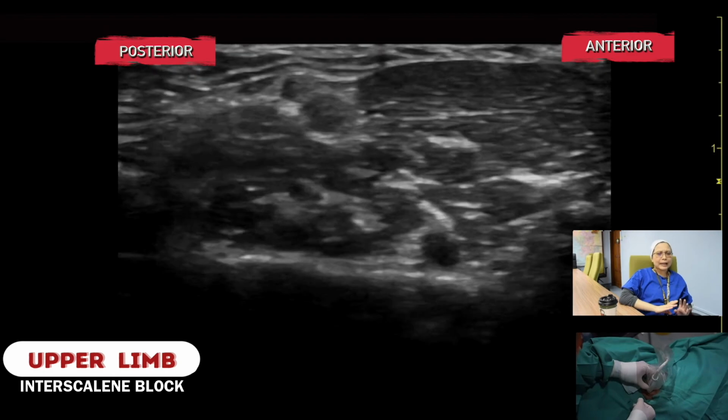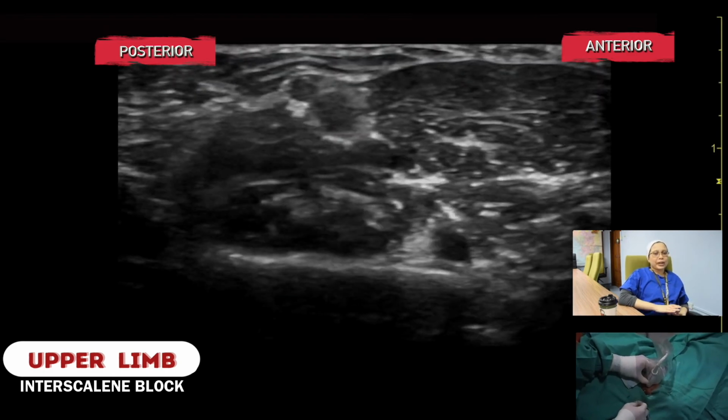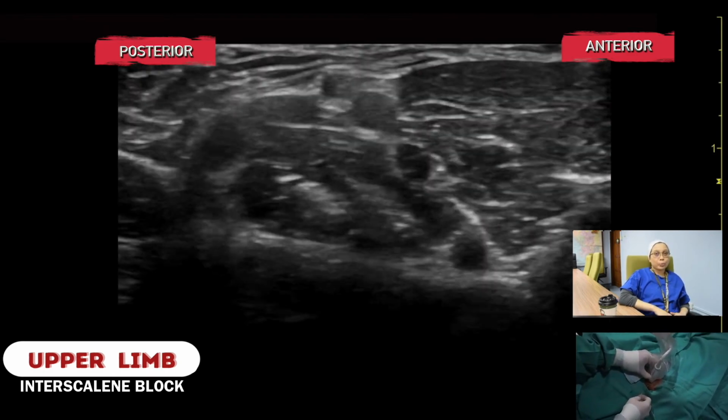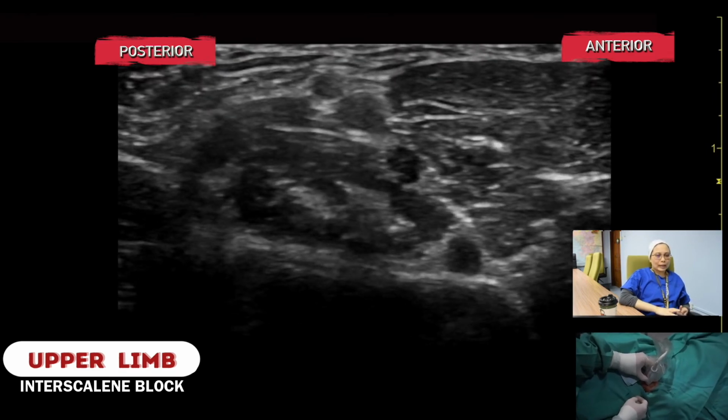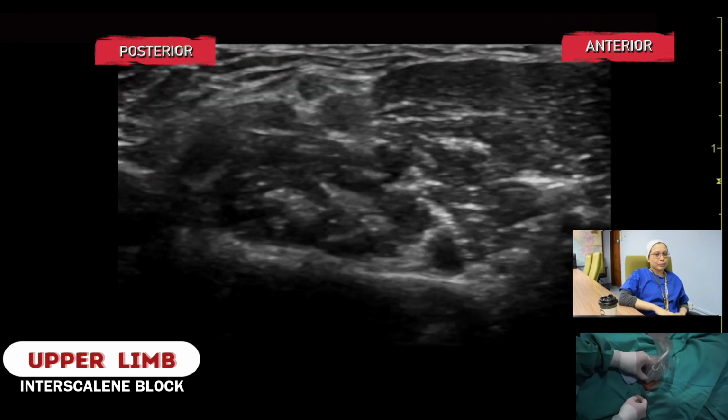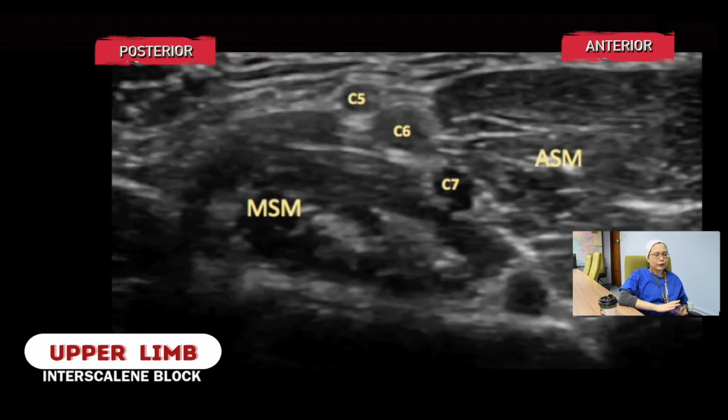Now, let me highlight the important structures that we need to identify when performing an interscalene block. This is an ideal sonoanatomy. It shows that the brachial plexus, more specifically the C5 to C7 roots, are sandwiched between the anterior scalenus muscle and the middle scalenus muscle. Moving medially, the vertebral artery can be seen lying deep to the anterior scalenus muscle.